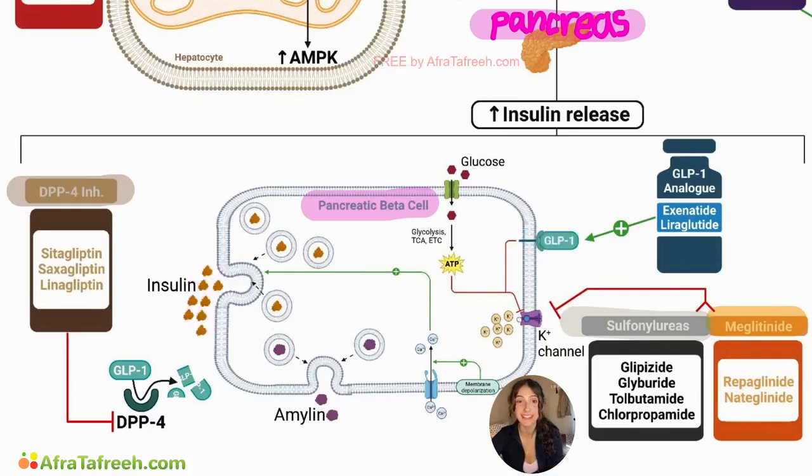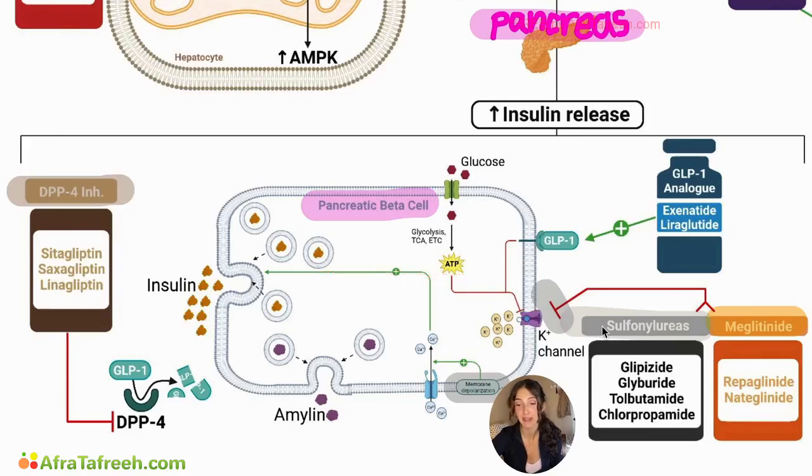So there are a couple of agents that work at this step. The first that I want to draw your attention to are the sulfonylureas and the meglitinides. These are both going to have pretty much the same mechanism of action. They're a little bit different, but for the purposes of Step 1, you can think of them basically as having the same effect, and this effect is the closure of these potassium channels. Remember, we just talked about how it's the closure of these potassium channels that leads to membrane depolarization, the opening of these calcium channels, the influx of calcium, and release of insulin.